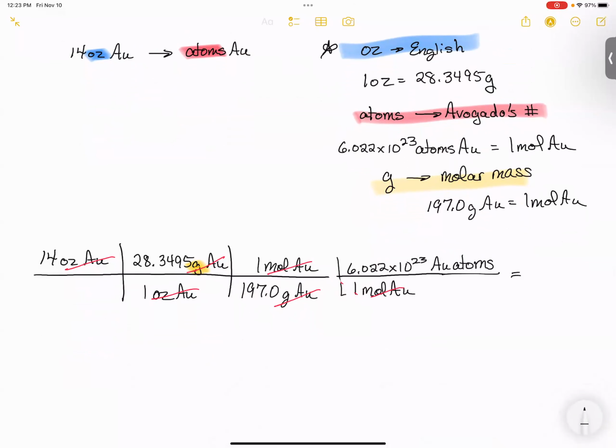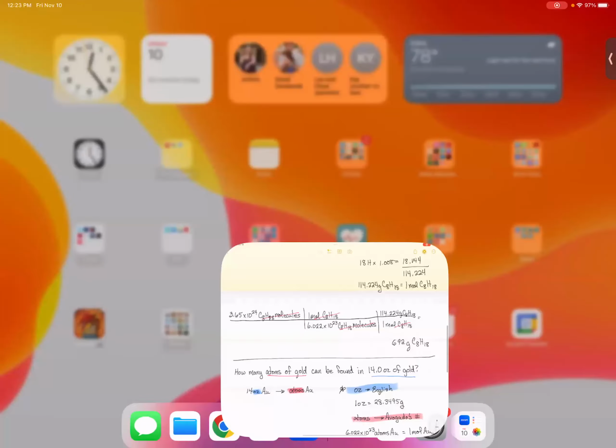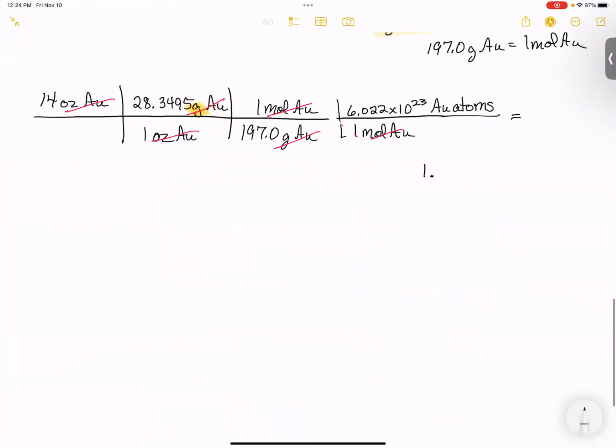So now I'm ready to complete this calculation. And when I do so, I get 1.2, it froze up on me, times 10 to the 24 gold atoms.